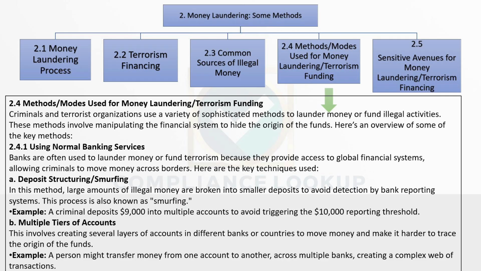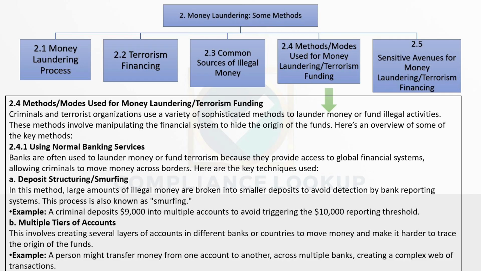A. Deposit structuring, or smurfing. Criminals break down large sums of money into smaller deposits to avoid detection. For example, depositing $9,000 into several accounts instead of one large deposit prevents triggering the bank's $10,000 reporting threshold. This way, the illegal origin of the funds remains hidden.